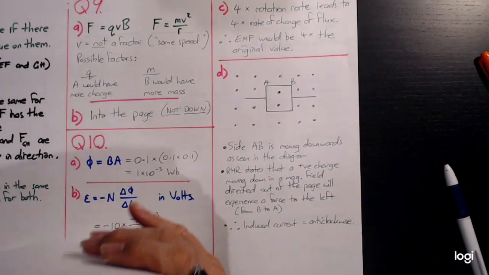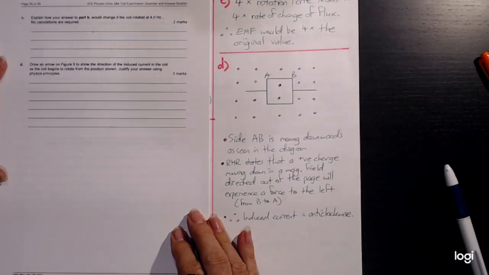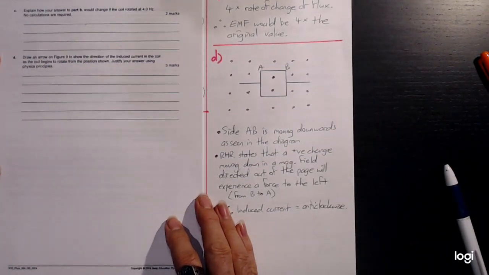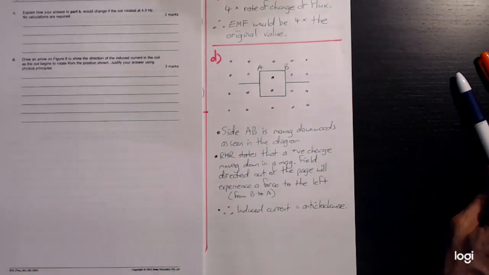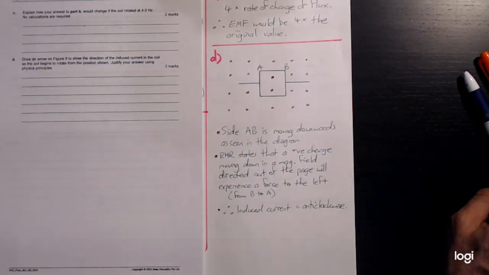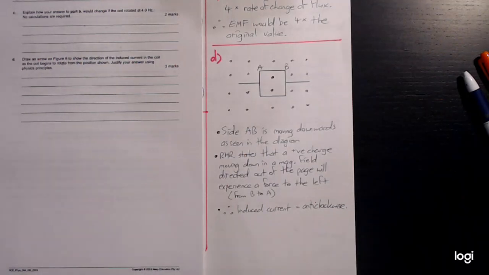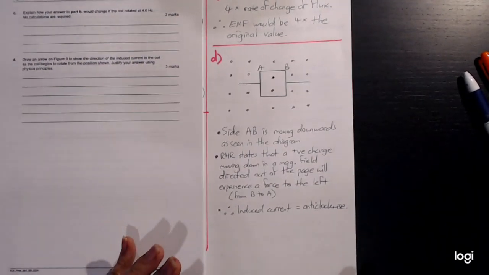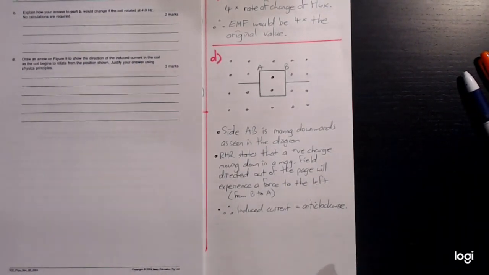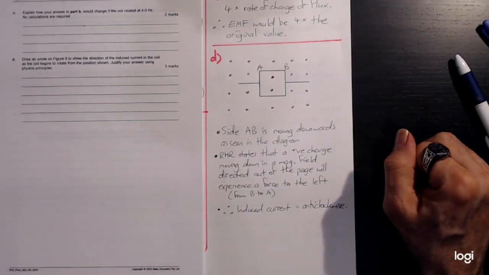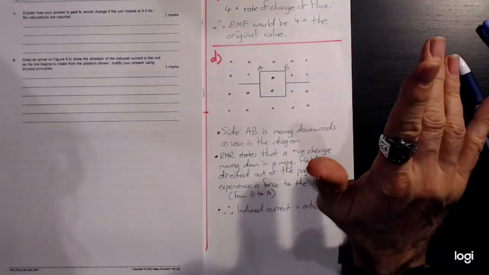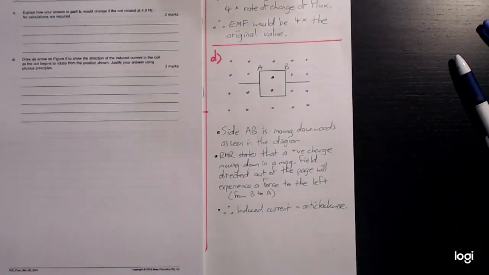Part D. Draw an arrow on figure 9 to show the direction of the induced current in the coil. I'm going to show you a different way to answer it from the way that the NEAP people have done it in their suggested solutions. They've done it in terms of flux and Lenz's law. I think that's a complicated way to think about it. I think it's easier just to right-hand rule this thing.